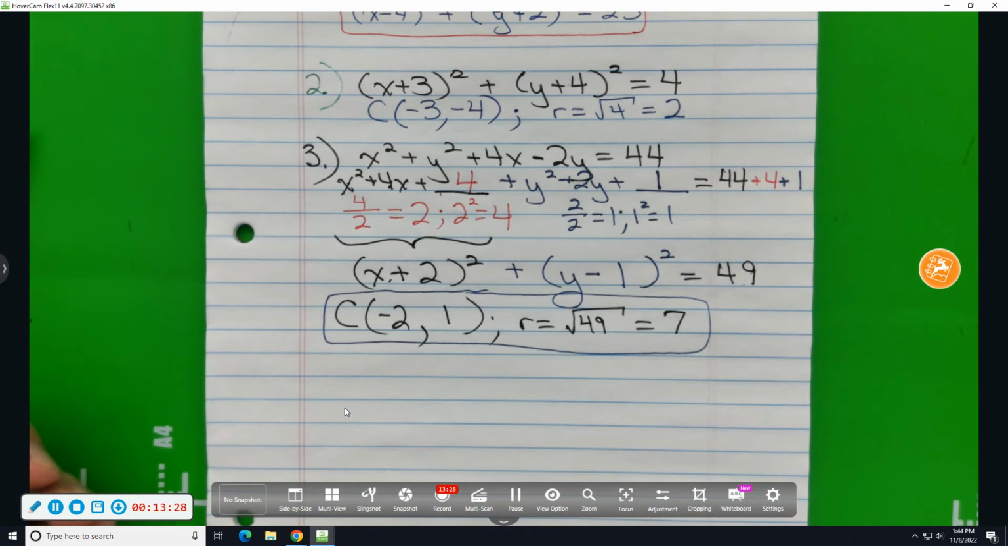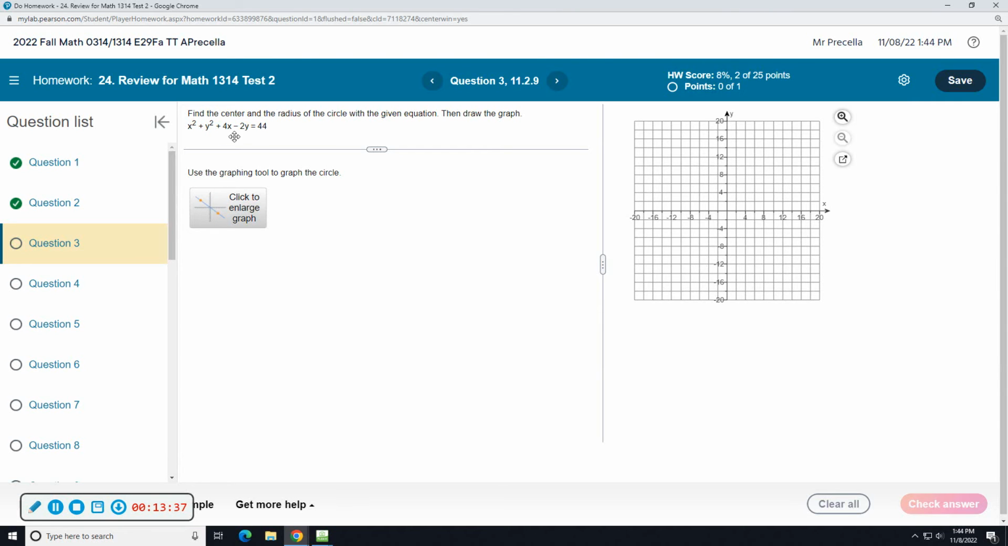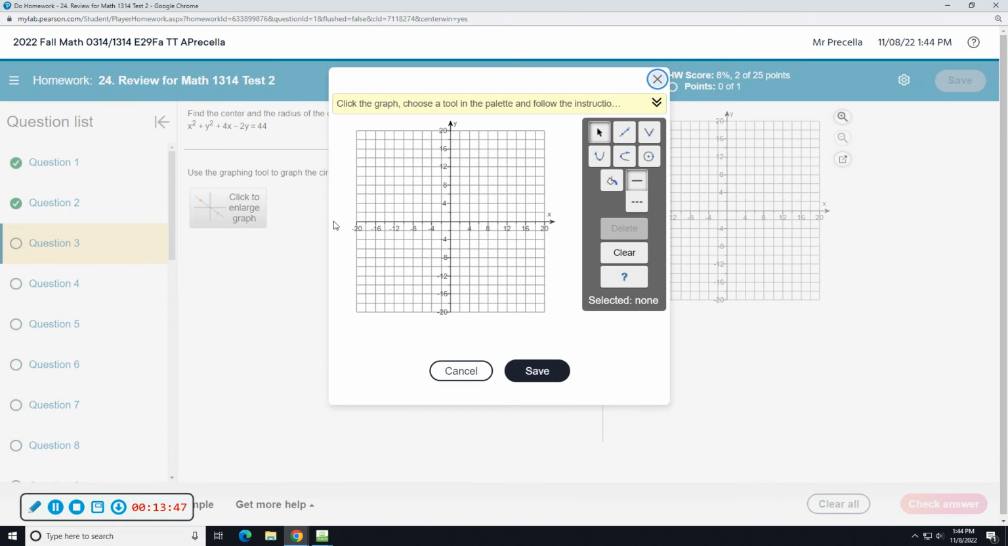So let's go to MyLab. We need the center and the radius. Let's type in the answer. Oh, well, they don't even want us to type in the center and radius. All they want us to do is draw the graph. Well, you've got to know the center and radius to draw the graph of the circle. The center was negative 2, 1. Notice, no, it's negative 2, positive 1.